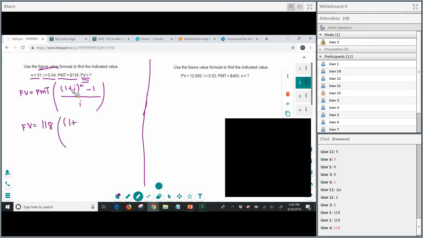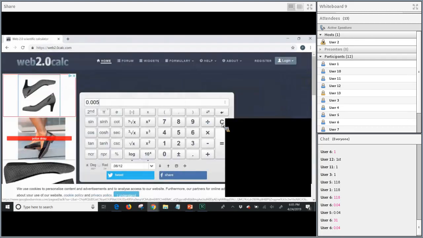Okay? So now I have 1 plus, what is I? Yes, 0.04 raised to the n. What is n? Yep, 31 minus 1 all over, again, I was 0.04. Okay? Everybody cool with how we plugged all those numbers in? Once we have them plugged in, all we have to do is put this in the calculator correctly. So let me jump over to the calculator. Hope everybody wrote that down.